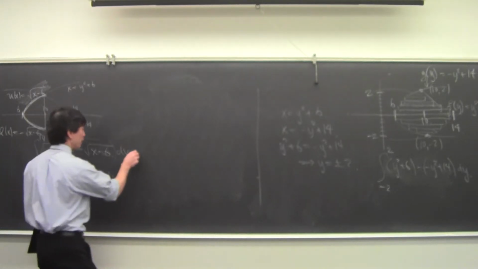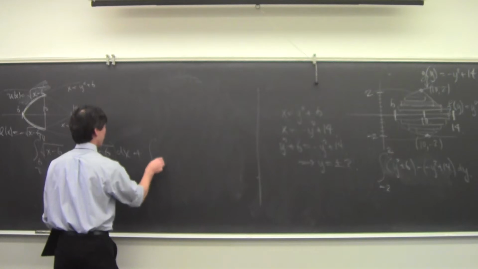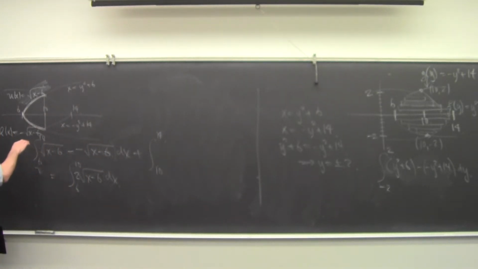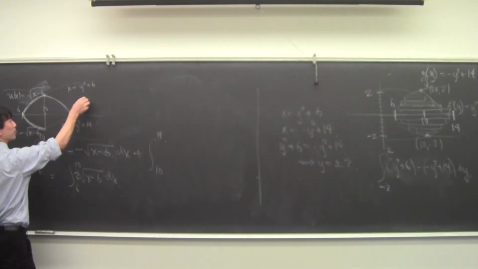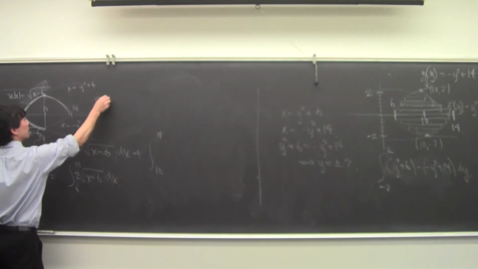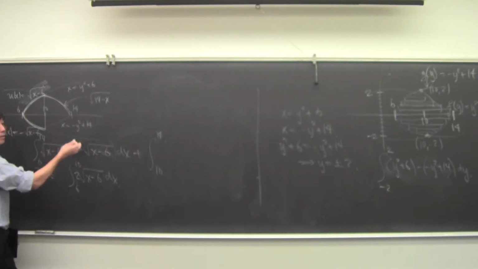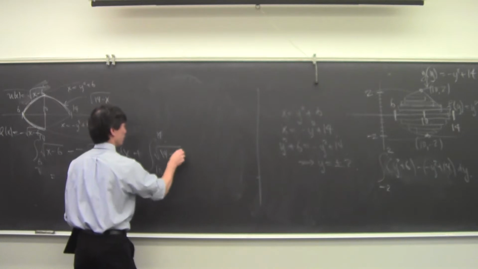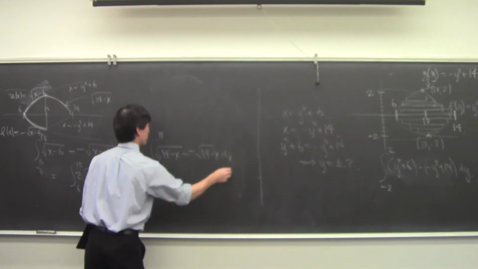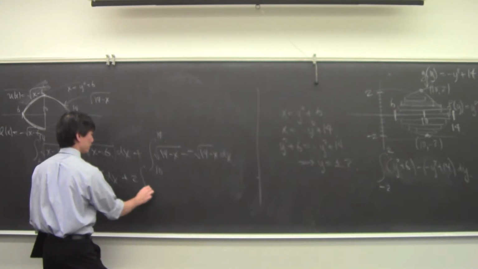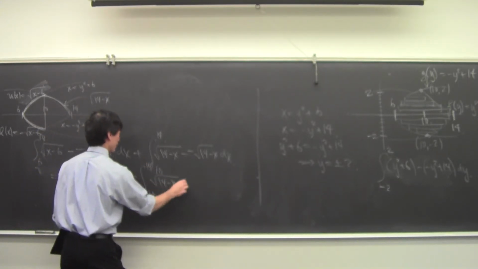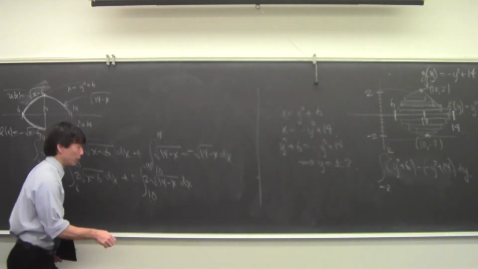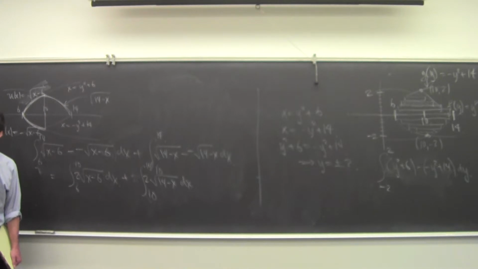And then you'd have to do the other part. Well, the other part would be the integral from 10 to 14 of, oh, what's that going to be? You need the upper guy. Well, that's going to be the square root of 14 minus x, right? And negative of that. So we'll get the upper guy minus, again, the lower guy. So you get plus twice the integral from here of the square root of 14 minus x dx.